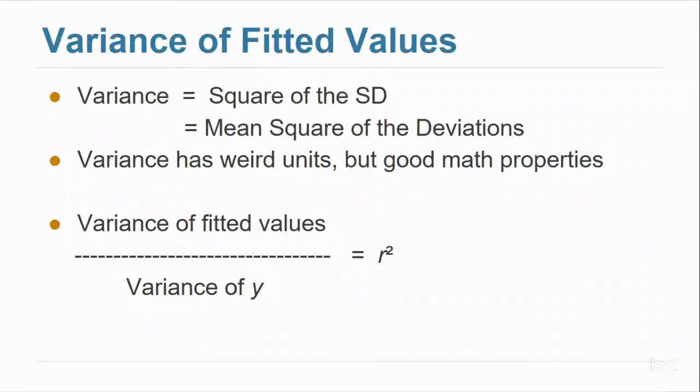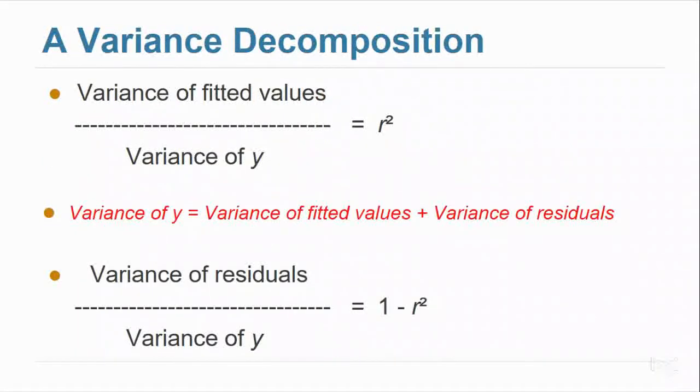The variance has weird units, but it does have some good mathematical properties. And one of the good mathematical properties is the following, that the variance of y is equal to the variance of the fitted values plus the variance of the residuals. If we take this red equation and we divide by the variance of y, what we find is that on the left side we get 1, and then on the right side we get r squared for the first term, plus the variance of the residuals divided by the variance of y. And if you solve for the variance of the residuals divided by the variance of y, you see that this quantity is 1 minus r squared.